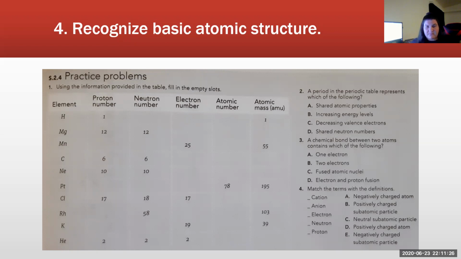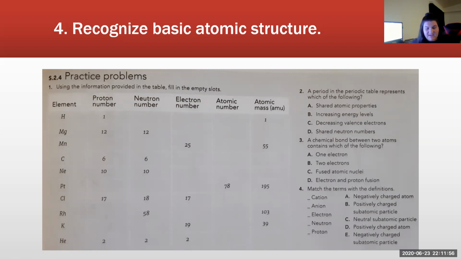So moving on. A chemical bond between two atoms contains which of the following? One electron, two electrons, fused atomic nuclei, or electron and proton fusion. So for a chemical bond to happen, there has to be two electrons. So we already know that A is incorrect. The correct answer is B. There needs to be two electrons shared to create the bond.